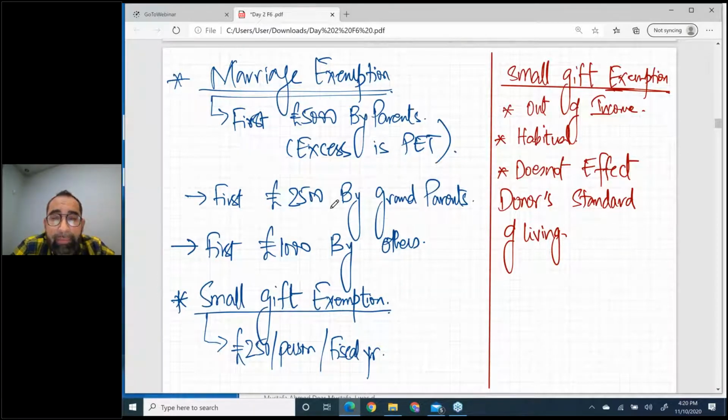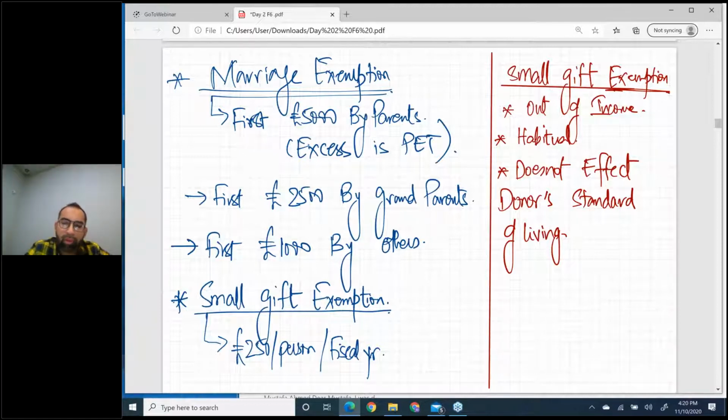Okay, one more thing. Don't forget that for marriage exemption, in 3 lines, I've used the word first, first, first. That means the excess will be taxed. Don't forget. And if you read the examiner report of September 2020, this marriage exemption came in the exam.